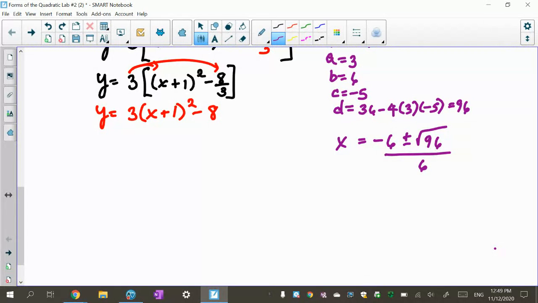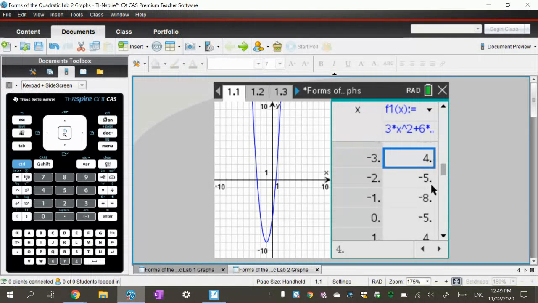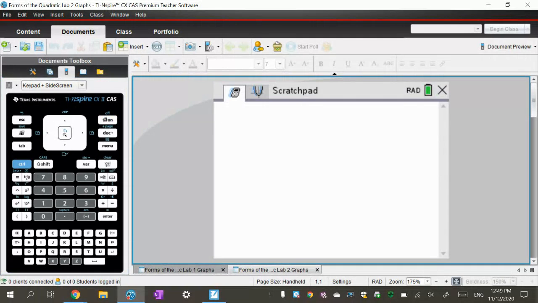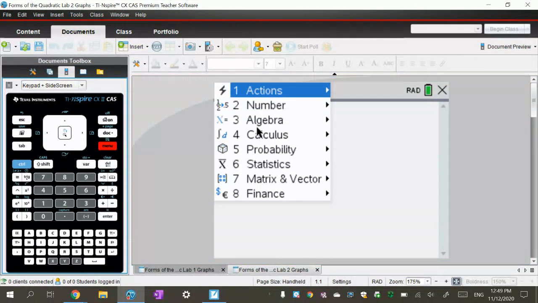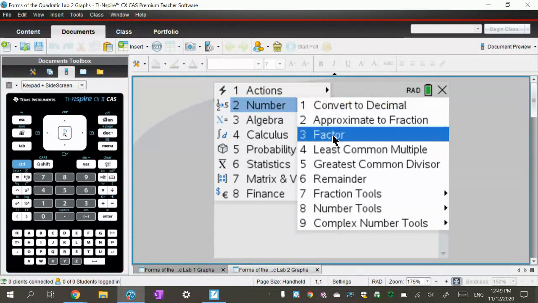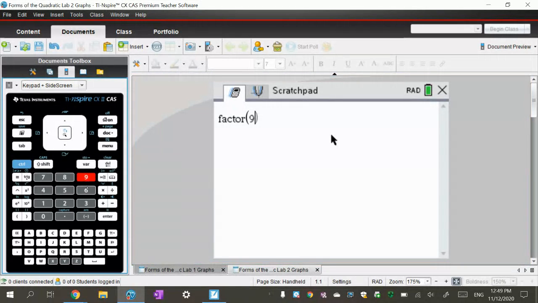So when I put this in my calculator, I want to show you guys this again because I think some of you don't know how to do this. So I'm going to go home and we're going to do calculate. When you do this, you hit menu, you hit number, and then you hit factor, and I put a 96 in here because you want to simplify it, and then I hit enter. This tells you it's 2 to the 5th times 3.